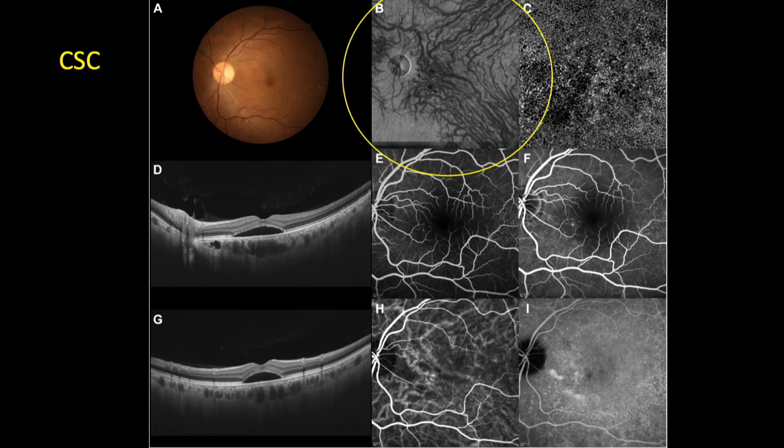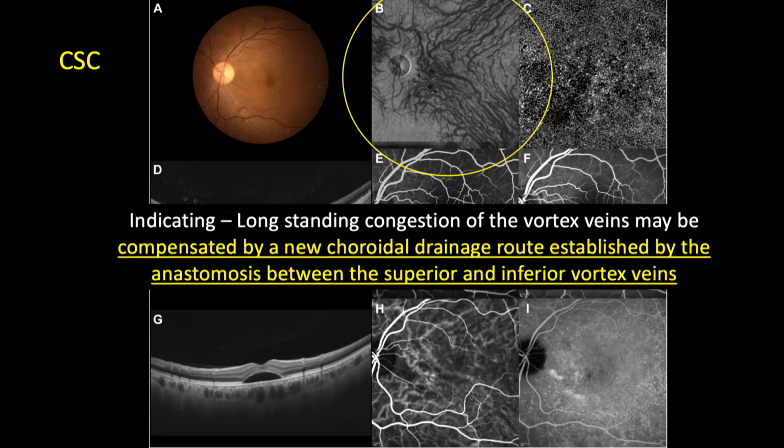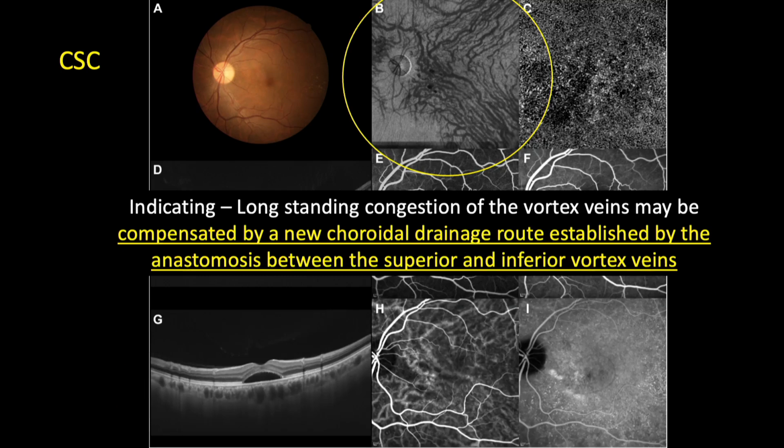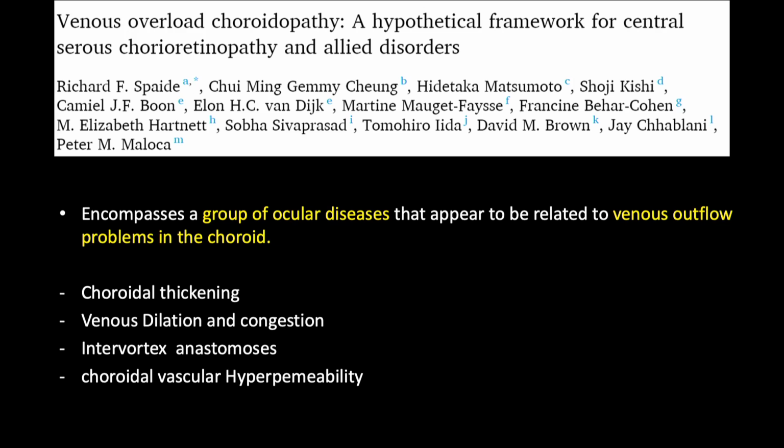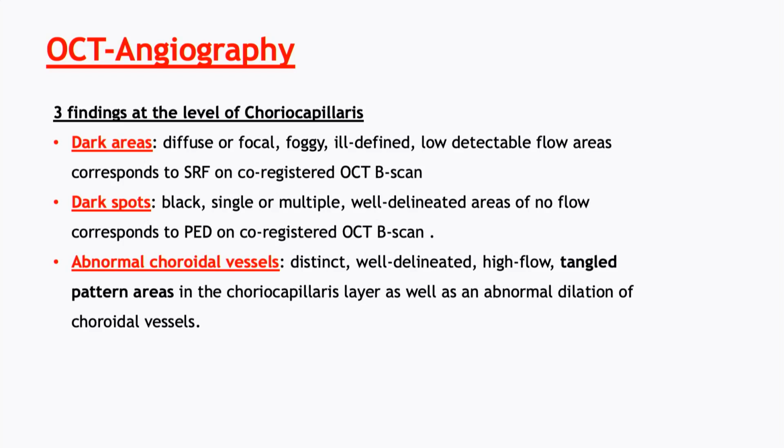So ONFAS OCT without ICG can show this choroidal anastomosis, because, especially in complex CSC, it is shown that choroidal venous congestion happens, vortex vein congestion, and this is happening as a compensatory new drainage route to decongest the vortex vein congestion. This brings us to the venous overload choroidopathy spectrum, including the bullous CSC and uveal effusion syndrome.